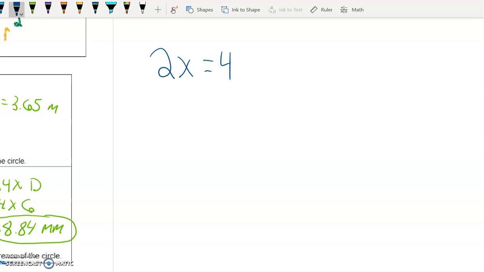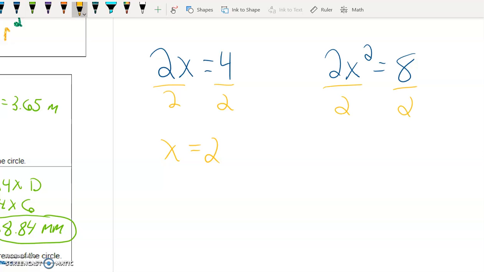2x equals 4. Well, hopefully after thinking about it for a second, you'd say, I would just divide by 2. I would get x equals 2. That's perfect. Now let me ask you another question. Let's say that I had the problem 2x squared equals 4. Actually, let's change that number for a second. Let's make it equal to 8. If I asked you to solve this problem, you'd probably do the same thing as over here. So let me go ahead and divide by 2. That's going to give me x squared equals 4.